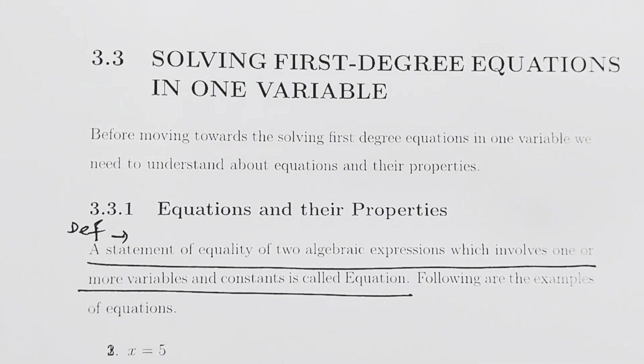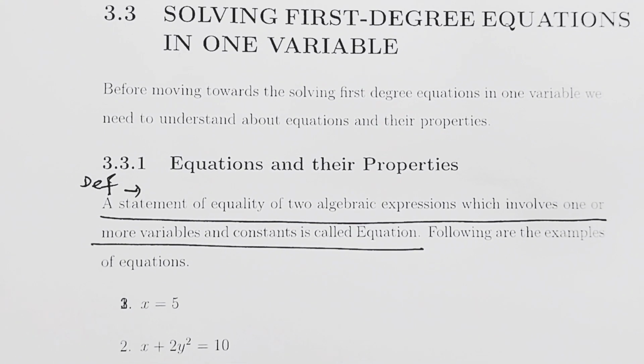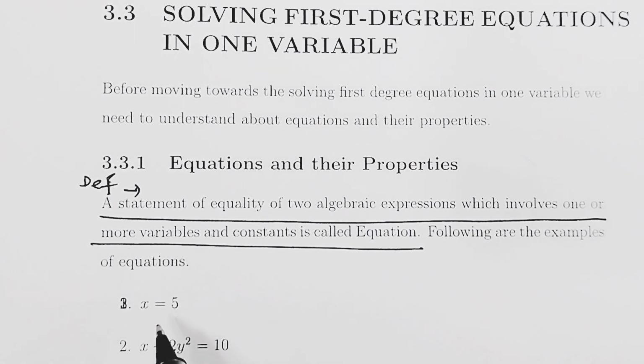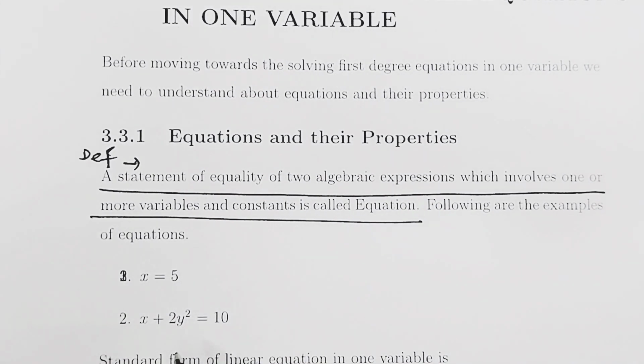Dear students, I hope you understand the definition. In words, I can explain: if x is equal to 5, then x is a variable and 5 is a constant. Next, 2x plus 2y square is equal to 10. Here x and y square are the variables and 10 is the constant. We have a symbol of equivalence in this. So such forms of variables and constants involving equivalent signs are called equations.